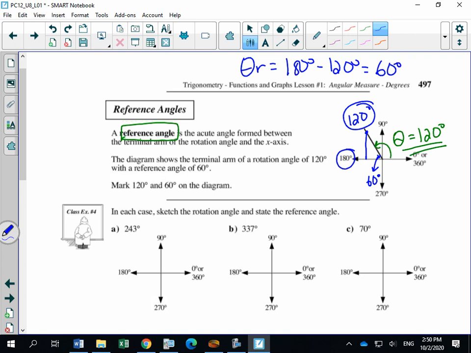I often tell students to double check it, to make sure it makes sense in your mind. So from here to here is 120 degrees. If you add 120 plus 60, you get to 180 degrees, right? We know that a straight line is 180 degrees.